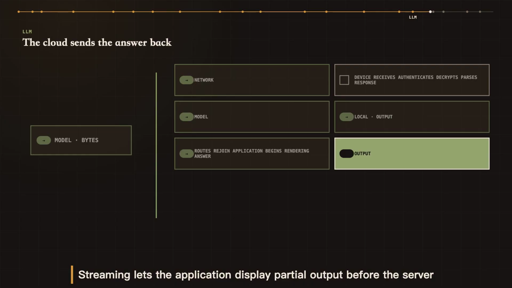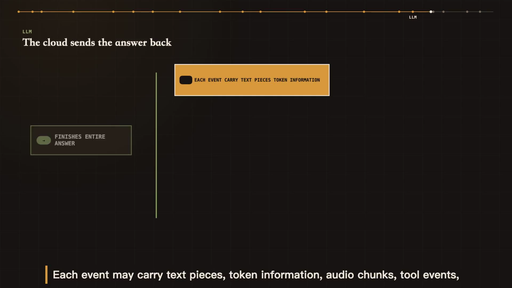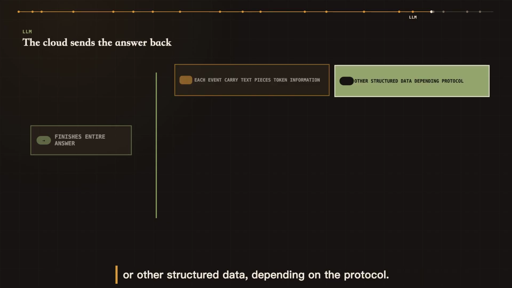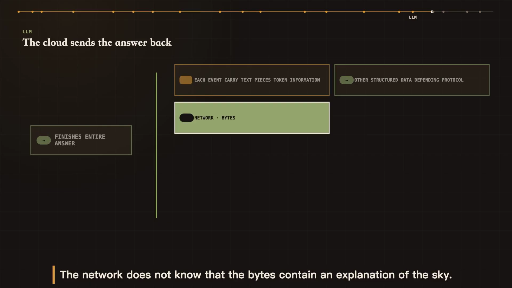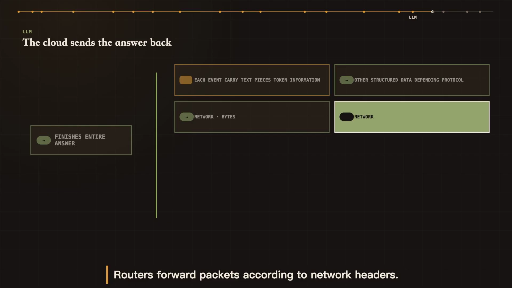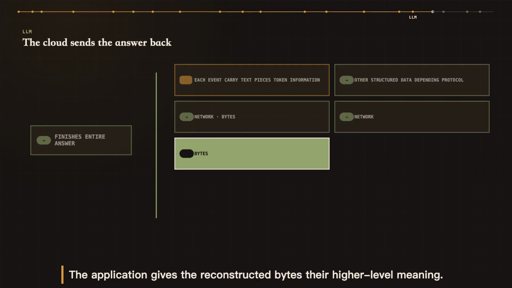Streaming lets the application display partial output before the server finishes the entire answer. Each event may carry text pieces, token information, audio chunks, tool events, or other structured data depending on the protocol. The network does not know that the bytes contain an explanation of the sky. Routers forward packets according to network headers. The application gives the reconstructed bytes their higher-level meaning.